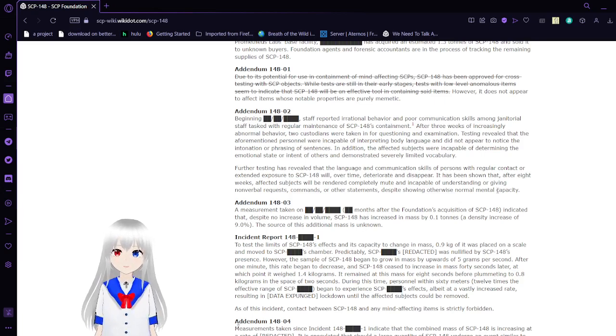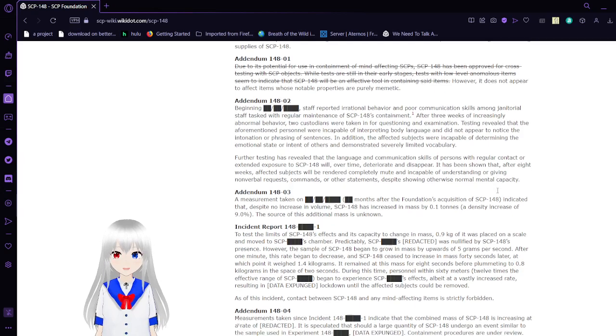Due to its potential for use in containing mind-affecting SCPs, SCP-148 has been approved for cross-testing with SCP objects. While tests are still in the early stages, tests with level of novelty items seem to indicate that SCP-148 will be an effective tool in containing such objects. However, it does appear to affect items whose properties are purely mimetic, like 055.